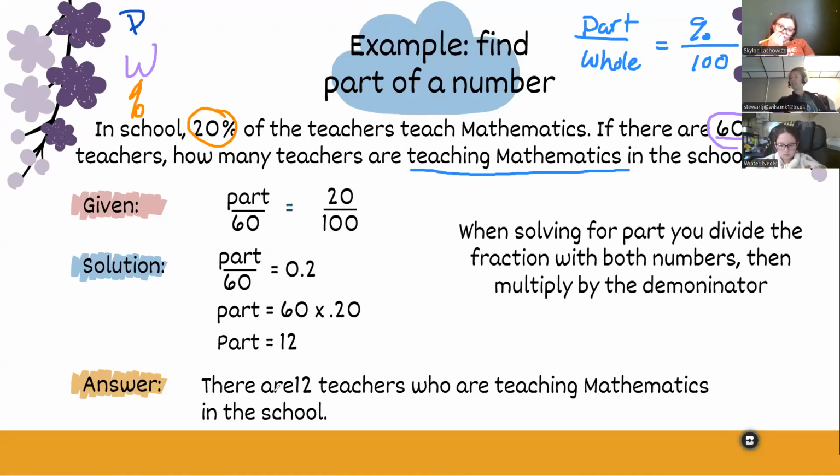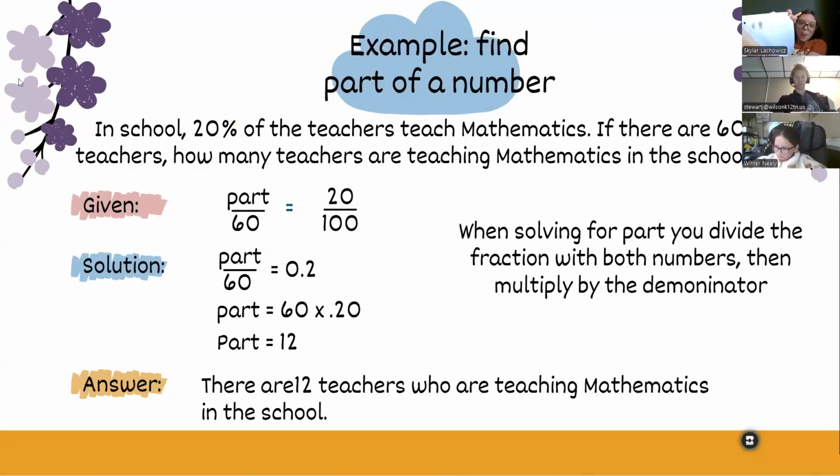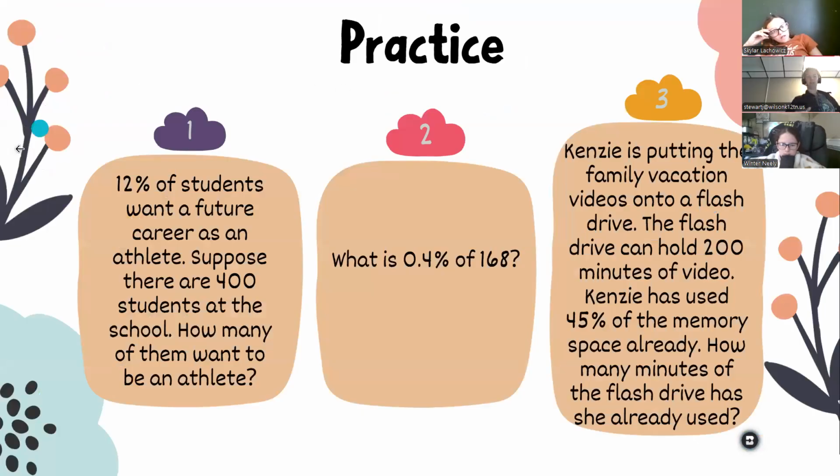All right, does that make sense, ladies? Yeah? All right, well, let's do some practice. And write your proportional relationship, your equivalent ratios. Remember, you're setting them all up the same: part over whole equals percent over 100.